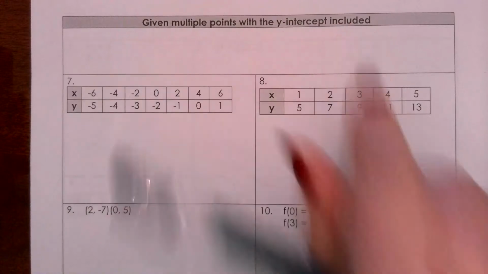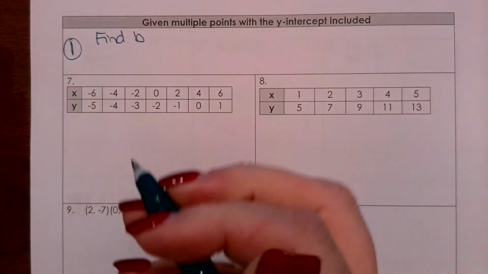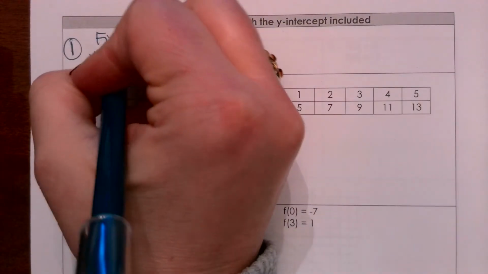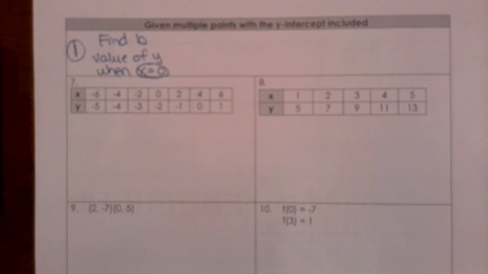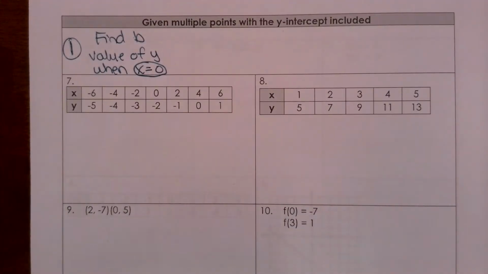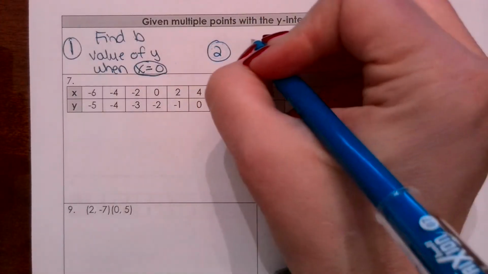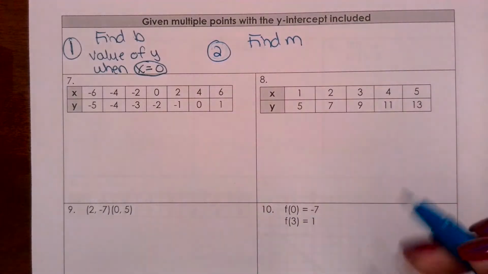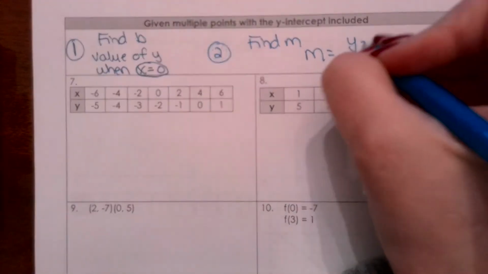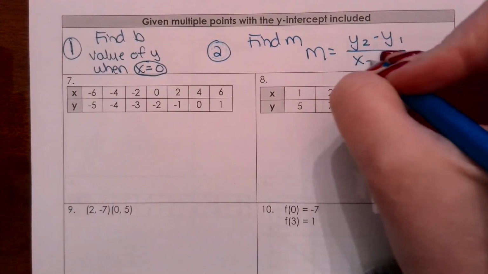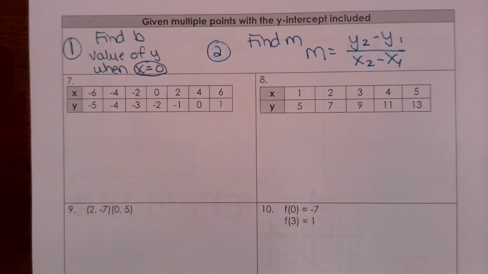So if I'm given multiple points and the y-intercept is included, I do have to find the y-intercept. And remember that the y-intercept is the value of y when x equals 0. So that's what you need to look for. Where does x equal 0? Then I want to find the slope. I do that by using my slope formula: m equals y2 minus y1 over x2 minus x1. So let's take a look at what that looks like.